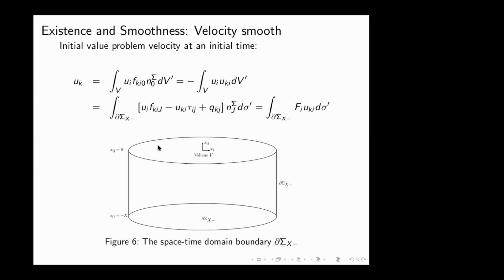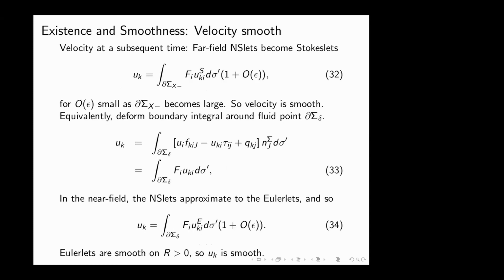So I can form that integral distribution over initial time to 1 over a far field boundary through the boundary integral method. And then I can see that over the far field boundary, the Navier-Stokes become Stokeslets. So therefore the velocity must be smooth.